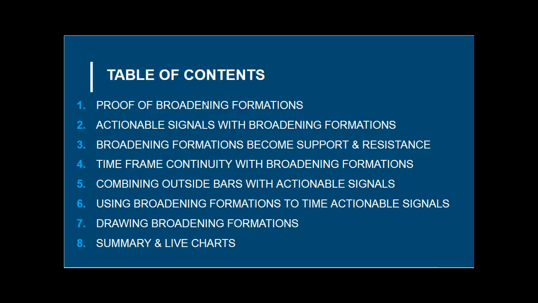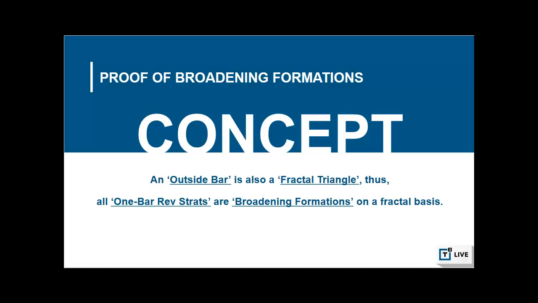Once again, like we talked about, the proof of the broadening formations, the actionable signals with broadening formations, and we're going to get into the support and resistance this time. But just from the last time, remember we talked about an outside bar, right? There's also a fractal triangle, which means taking out both sides of the range. That's a fractal triangle. Thus, all one bar rev strats that take out both sides of an inside bar are broadening formations on a fractal basis. They have to be.